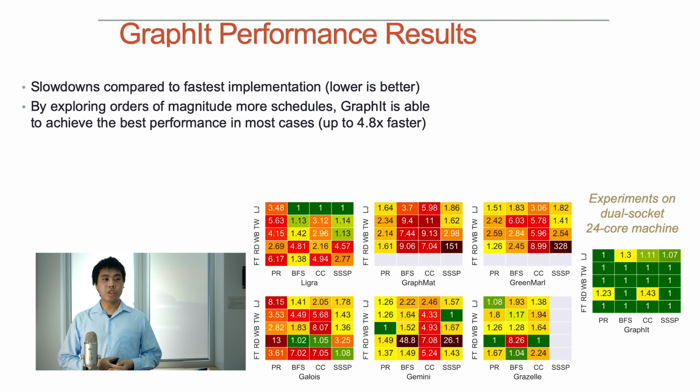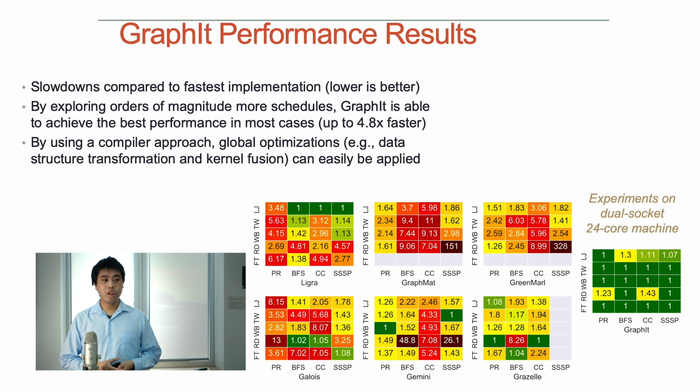We can see that Graphit is able to achieve the best performance in most of these cases, and it's up to a factor of 4.8 times faster than the next fastest graph processing framework. This is because Graphit is able to explore orders of magnitude more schedules than the existing graph processing frameworks. Further, by using a compiler-based approach, Graphit is able to easily apply global optimizations such as data structure transformation and kernel fusion, whereas these optimizations would require much more effort in existing graph processing frameworks.